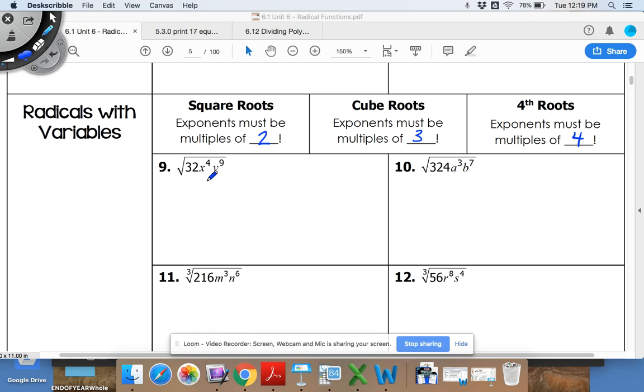Okay, so we are going to simplify radicals with variables. The whole number we're going to do the same way. We're going to birthday cake it. So with 32, I could bring out a 2, which would be 16. Bring out a 2.